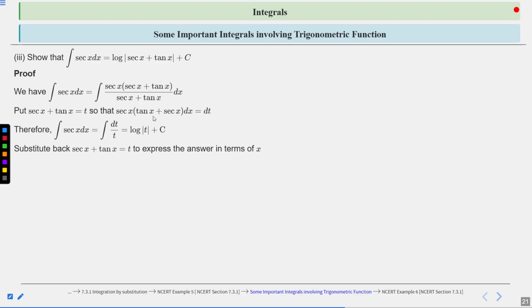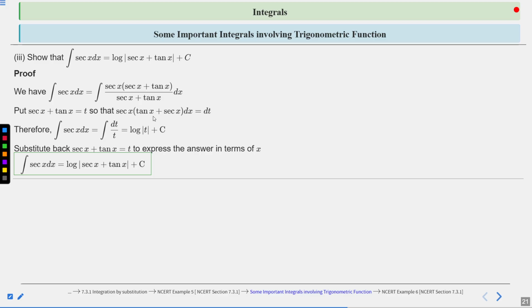Now substitute back sec x plus tan x is equal to t to express the answer in terms of x. So we can say that integration of sec x dx will be equal to log mod sec x plus tan x plus c.